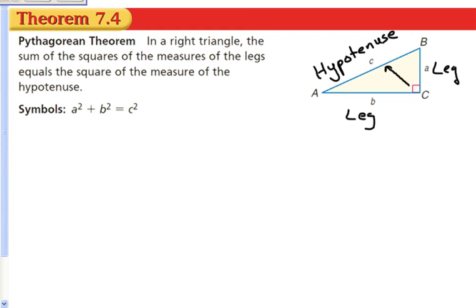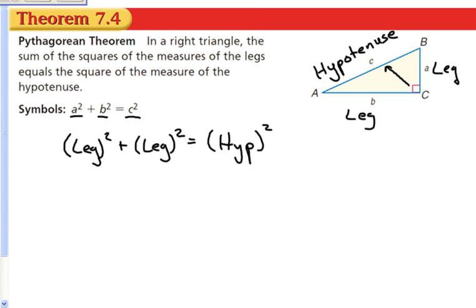So when we look at Pythagorean theorem, it is a squared plus b squared equals c squared. Really, another way you could look at that is one leg squared plus the other leg squared equals the hypotenuse squared.